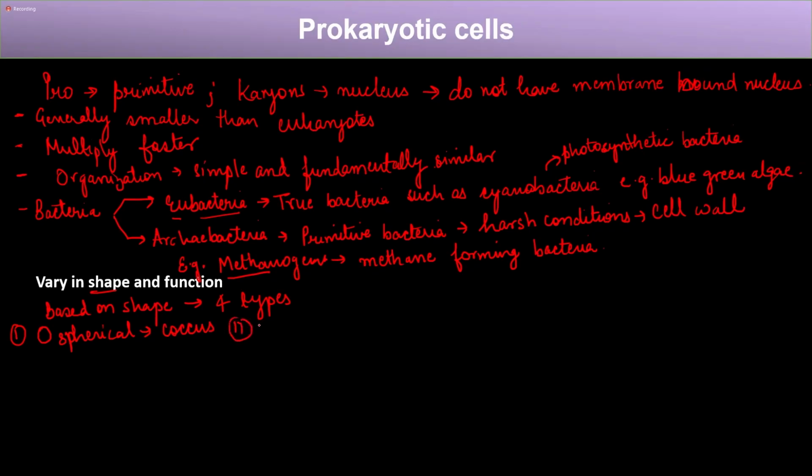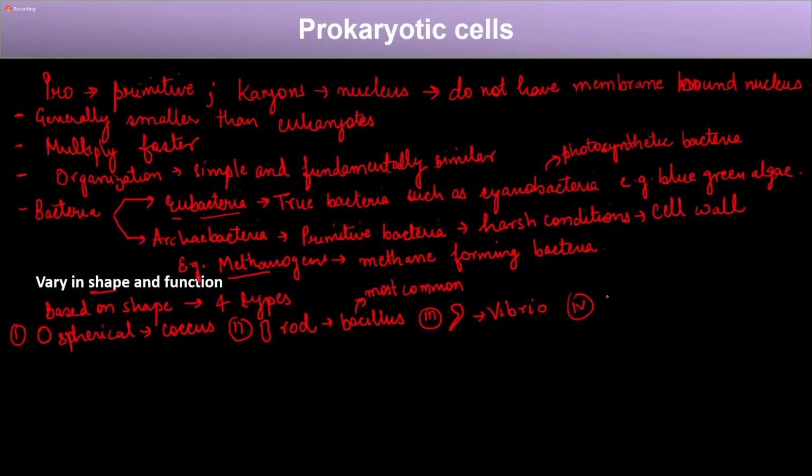Second type is if it is rod shaped, something like this. If it is rod shaped, it is known as bacillus. And this type of bacteria is the most common type. So the most common type of bacteria is bacillus. Thirdly, if a bacteria is comma shaped, something like this, it is known as vibrio.